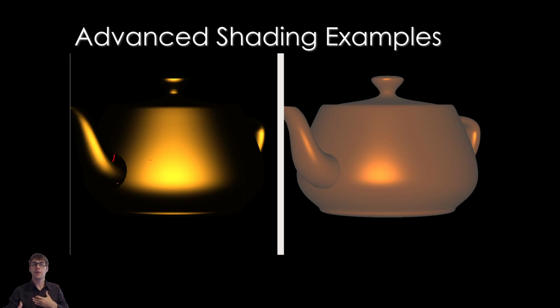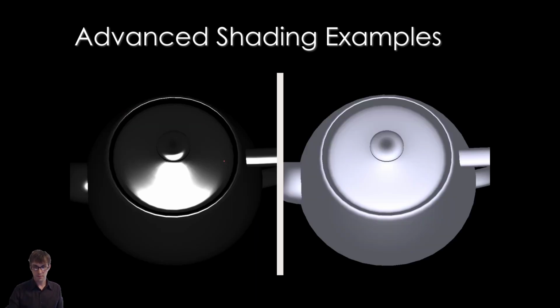So this is a different mathematical model. They both look similar in that they have shading, and the right one looked pretty cool until we put it beside the Cook-Torrance, and you go, oh, that one does look a lot more realistic. It's kind of cool. So you use a different model to come up with the different values at the pixels, and yeah, this looks great.